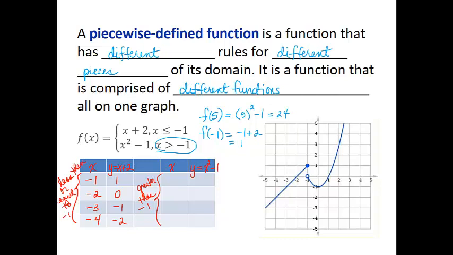For the second piece, x has to be strictly greater than negative 1. Now, the problem with that is that there are infinitely many values greater than negative 1 that are between negative 1 and 0.